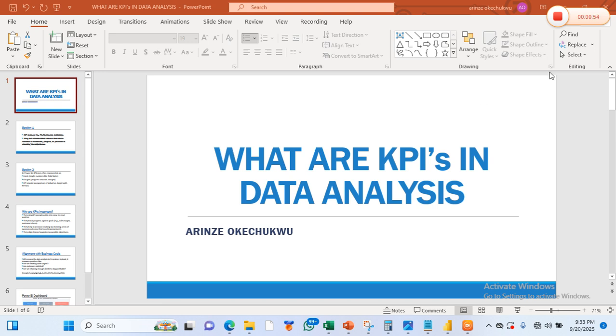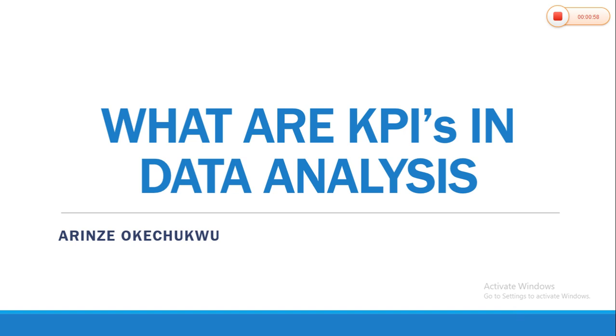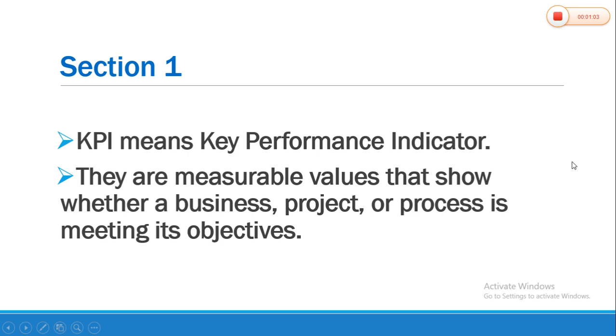So KPI simply means key performance indicator, right? Or you can say key performance index, right? So they are measurable values that show whether a business, a project, or a process is meeting its objectives, right?